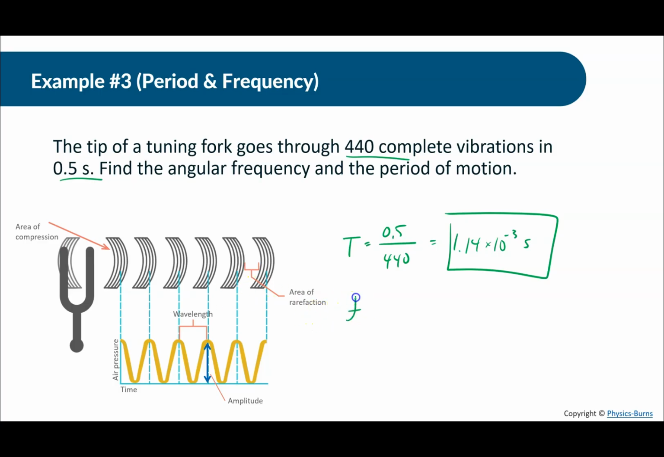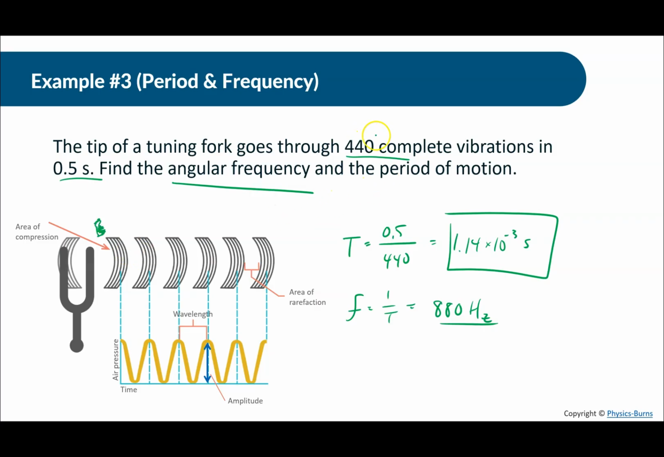And the frequency is 1 over the period. So this is going to be the inverse of that. Sorry. We're not looking for frequency, we're looking for angular frequency. But anyway, we're going to find it. So this is 880 hertz. What this is telling us is in 1 second, this thing vibrates 880 times.